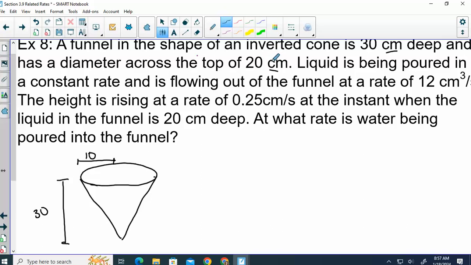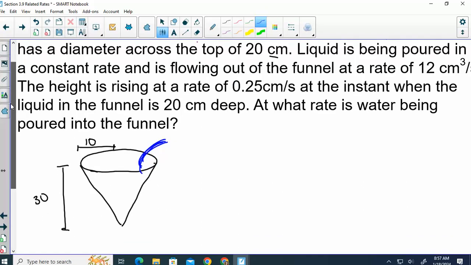Liquid is being poured in at a constant rate. So we've got water coming in. I don't know what that rate is. And it's flowing out of the funnel. So now it's coming out at a rate of 12 cubic centimeters per second. What would this be? Right, it's the derivative of volume, dV dt.